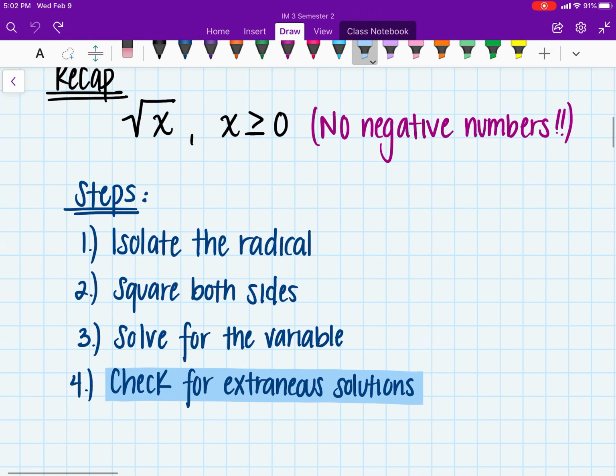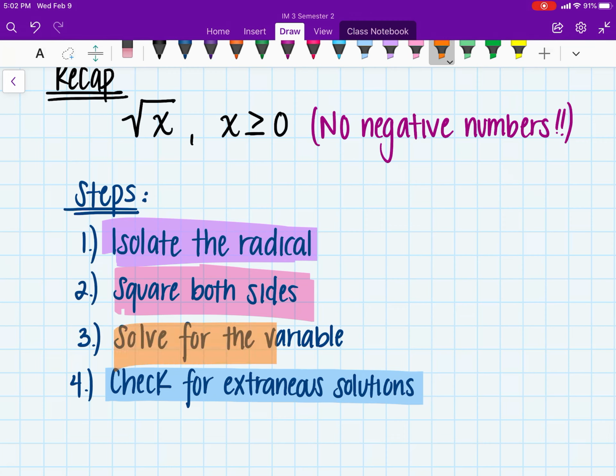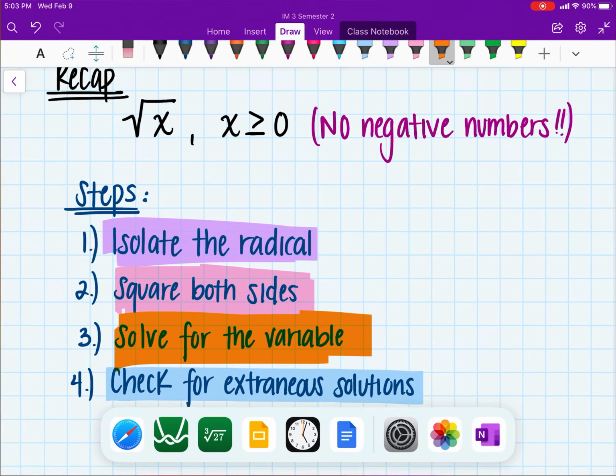Steps in this case, guys, in order for us to solve a square root equation: we want to first isolate the radical. Basically, move everything that's on the outside of the radical to the other side. From there, you want to square both sides to get rid of the radical. And then we work on solving for the variable, which means moving anything that's left with the variable to the other side. So the last step would be to check for any extraneous solutions here.